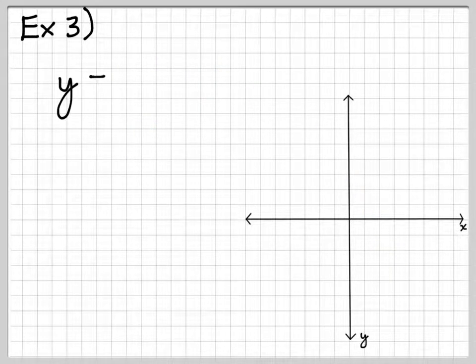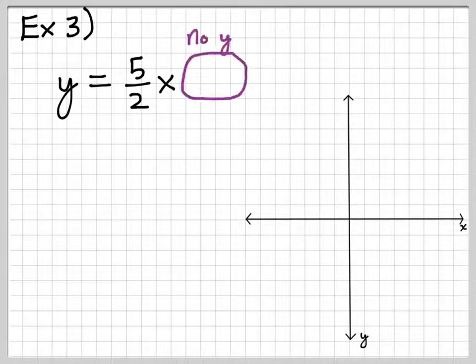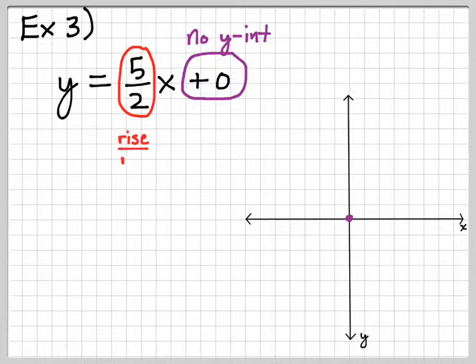Okay, example 3: y = 5/2 x. You'll notice this is a little different than the last two examples. There is no y-intercept. A lot of students like to put in +0 because 0 represents nothingness. So this time my y-intercept is at the origin. Go ahead and put a purple dot right in the middle of your xy axis. So I know where to start now, and then my slope tells me where I go. I'm going to rise 5 and run 2 to the right.